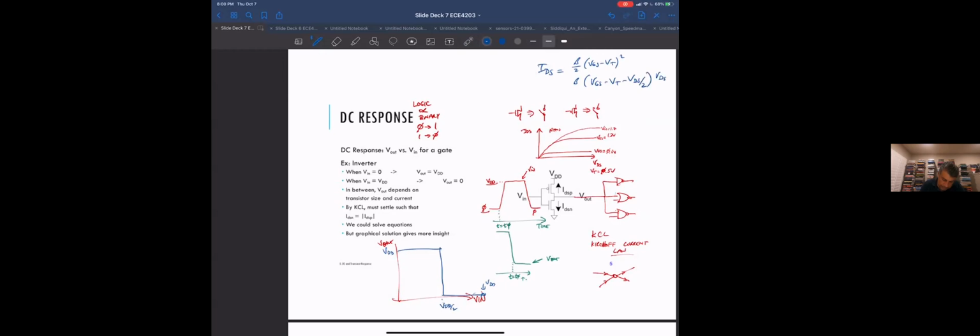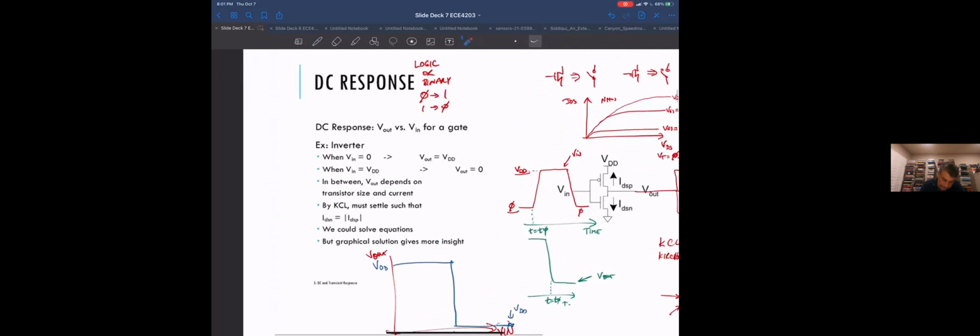Okay, we could solve this. Basically these are the two values for IDS, one for N, one for P. At each point, we would get a number for the IDS for N and one for P, set them equal to each other, and calculate what the VGSs are. So we could do that. And in fact, that's what SPICE is doing to some extent. But it turns out that doing a graphical solution gives you more insight.